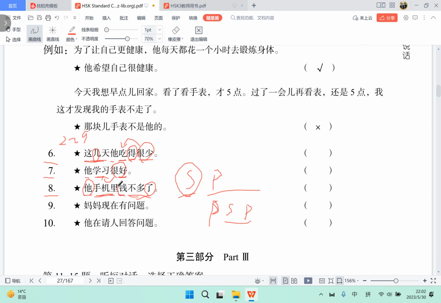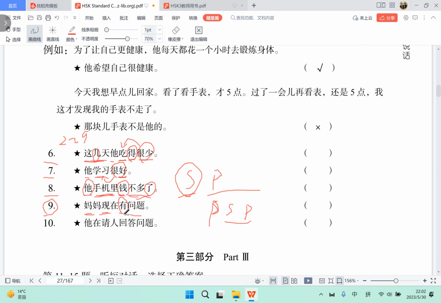Okay, so 钱不多了 is not the real money. Like you have PayPal, this kind of thing, and you can use your cell phone to pay. It's not just inserting money into your cell phone. Okay, and number 9, 第9个, 妈妈现在有问题. So mom now has some question, some problem. Okay, it's not that difficult.